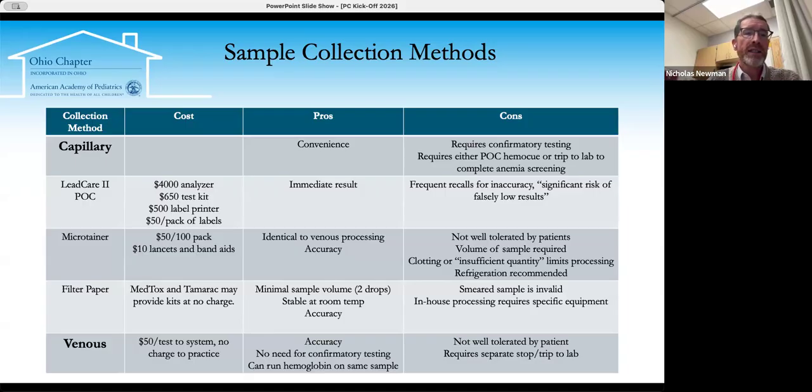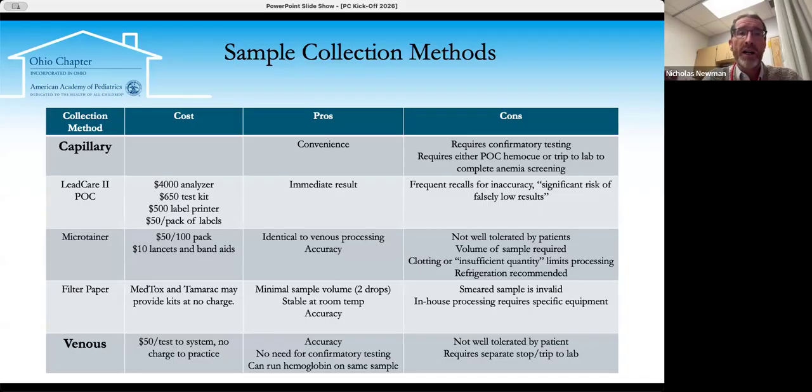The microtainer tubes are actually pretty... it can be a little bit time consuming to collect the blood.